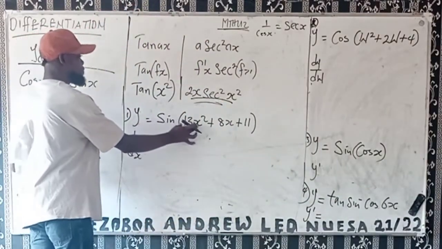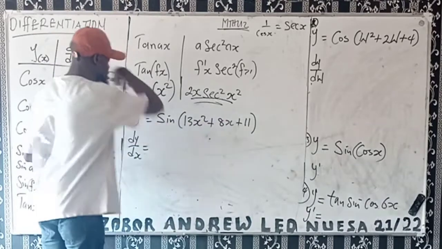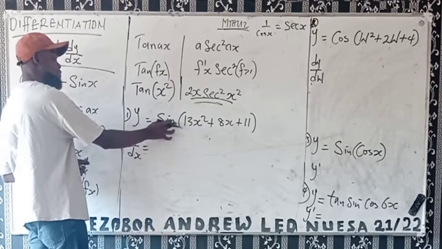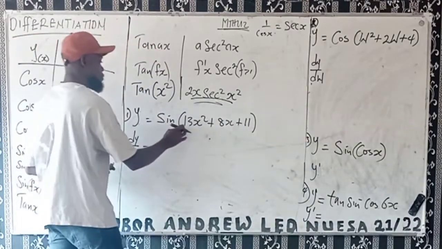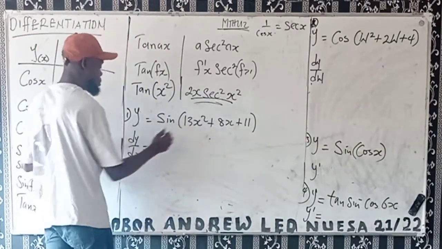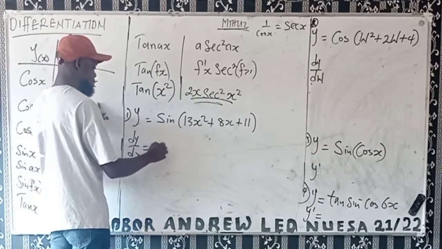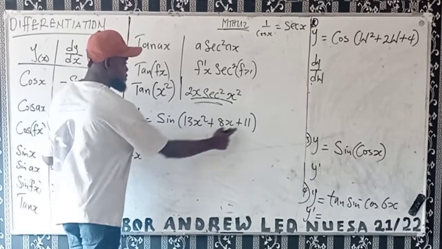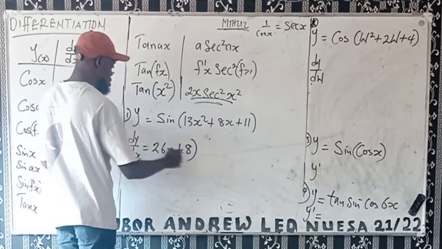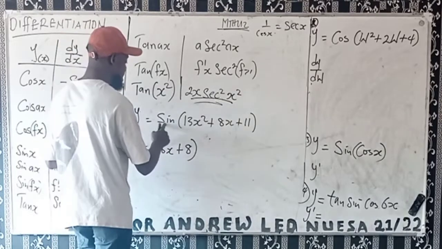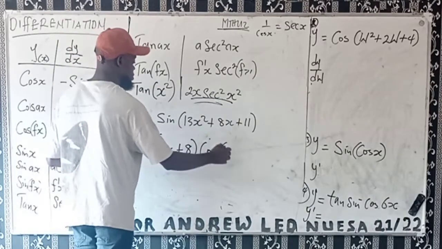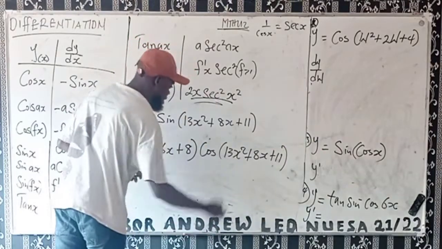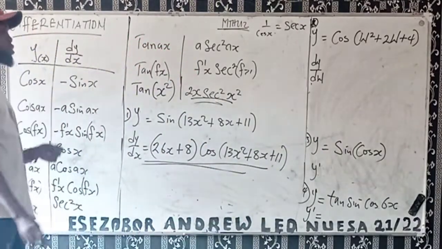We have sine of the function 13x squared plus 8x plus 11. Remember, our function of x here is this, and this is the sine. First, you differentiate this function of x first. This front side first. Differentiate 13x squared, I'm going to have 26x plus, differentiate 8x, I'm going to have 8. Then, differentiate 11, it's 0. Then, differentiate sine, I'm going to have cos. Then, repeat this function back, 13x squared plus 8x plus 11. Answer. There's no two ways about it.